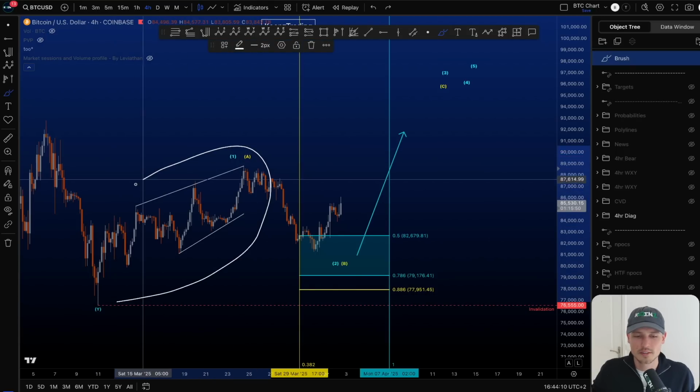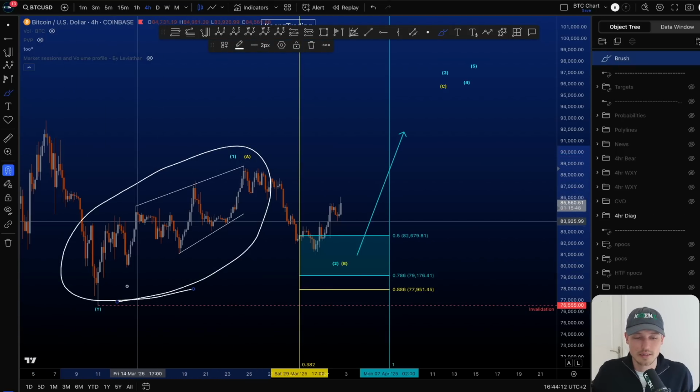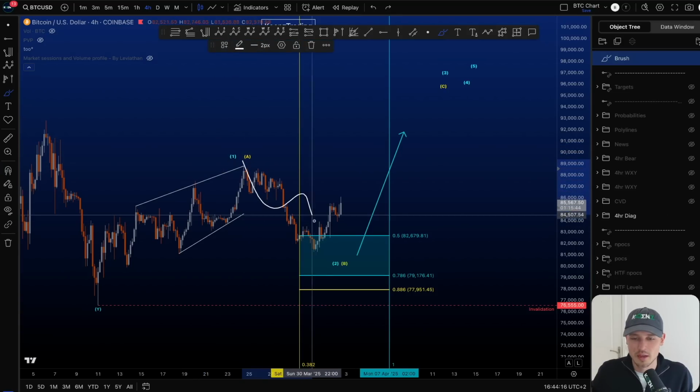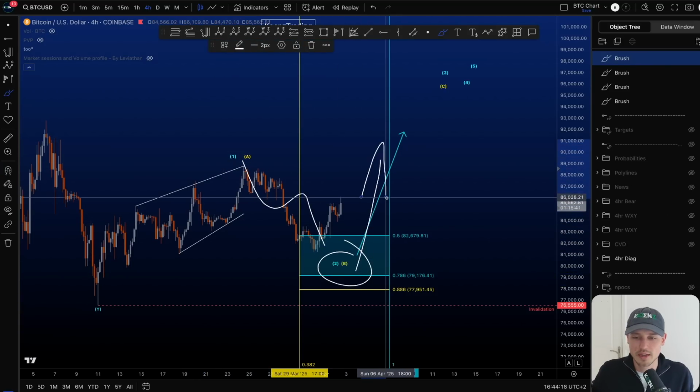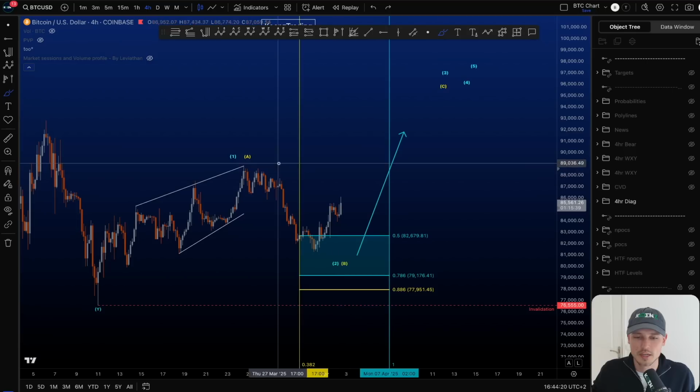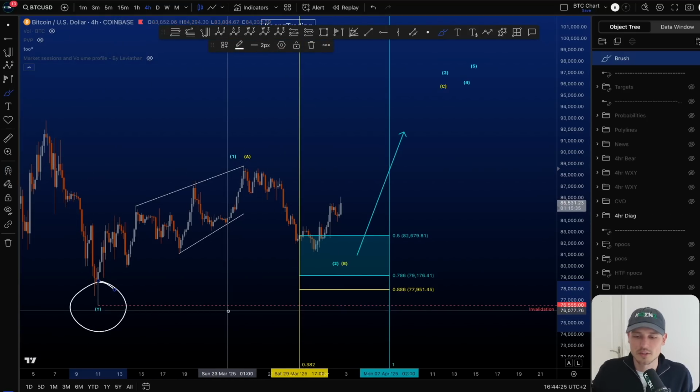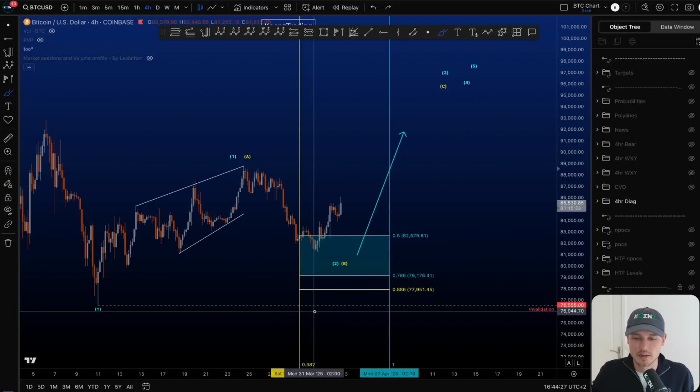The move of the 76k low is counted as a leading diagonal 1, 2, 3, 4, 5 as a wave 1 or A. 1 to 3 wave move down into B, and then look for continuation to the upside to take out the 88.8k high. The invalidation is the low at 76.5k.